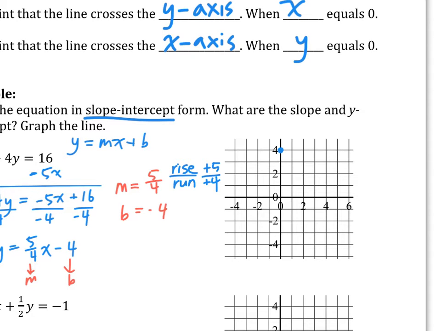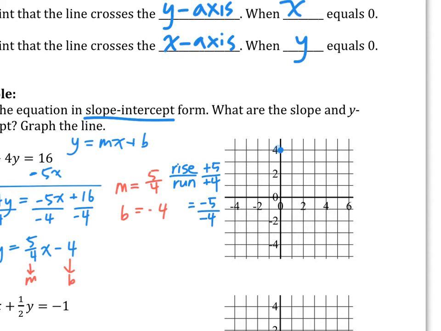Okay, so what we're going to do is rise, go up 5, and then go to the right 4. However, we're kind of stuck here, right? This is the end of the graph paper. So if we want to really go up 5, we can't find a very accurate way to go up 5. So what we can do is change this into minus 5 over minus 4.